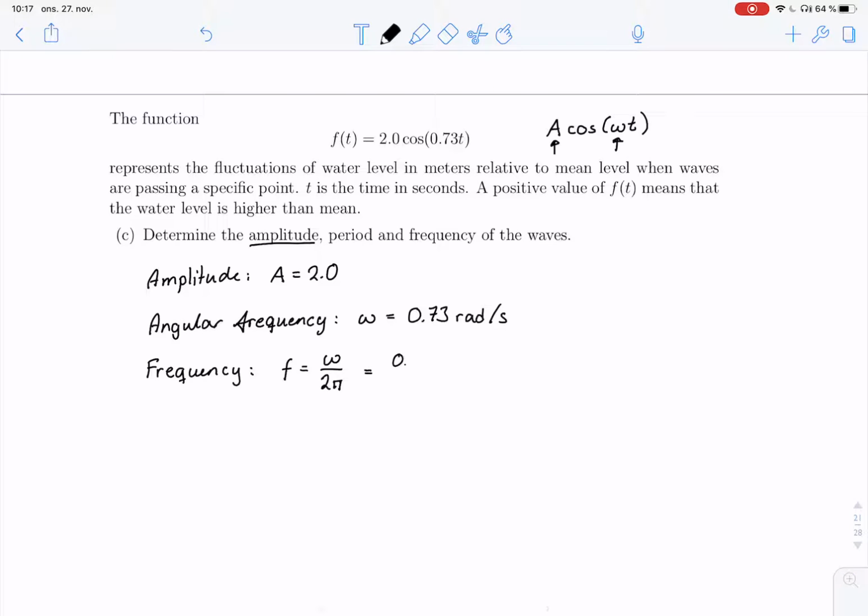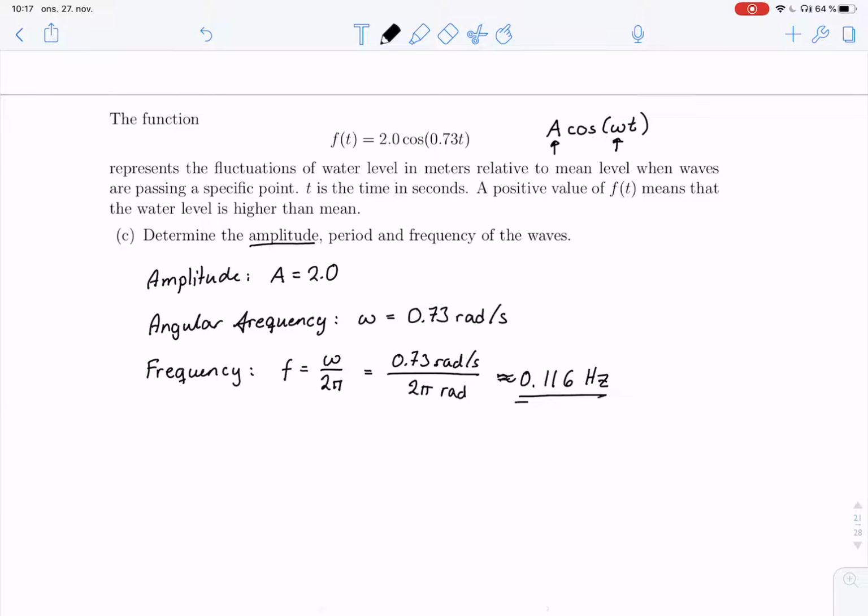So we have 0.73 radians per second divided by 2 pi radians. Sometimes you don't really need the units here, but you could either use radians per second or simply 1 per second. And if you do that, you'll get approximately 0.116 Hertz. Hertz is defined by 1 per second.